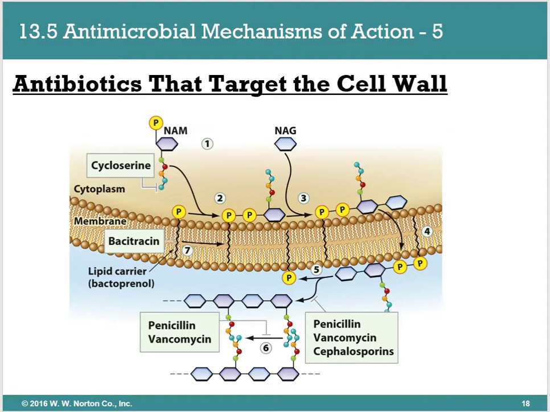So antibiotics will target that process, the process of actually making the cell wall. The process of making the cell wall is the addition of NAG and NAMs. So antibiotics that specifically target the cell wall will interfere with the addition of NAG and NAMs.